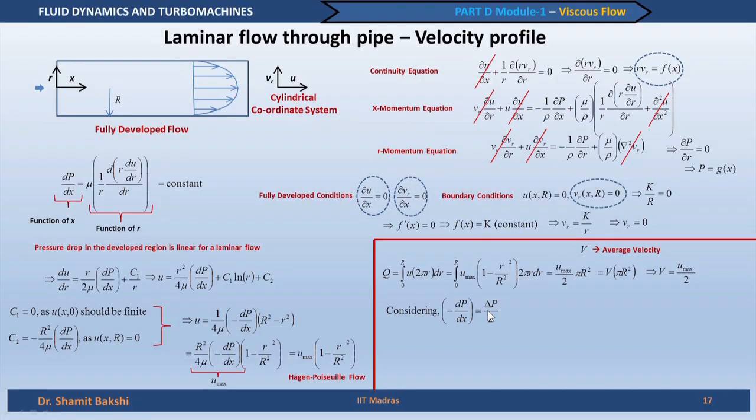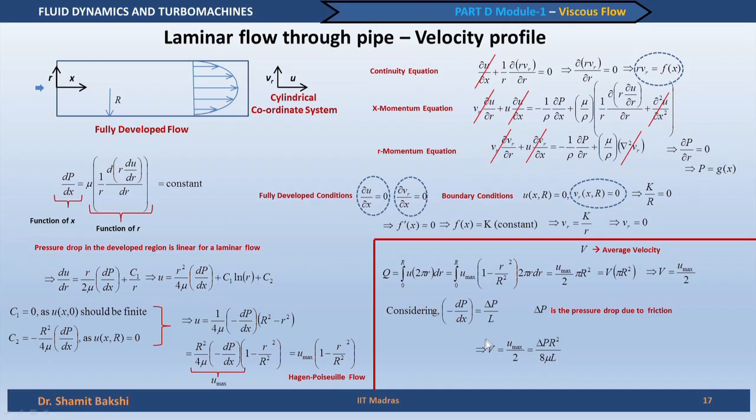Now, if you plug in this value of dp by dx here, you can get an expression for delta p, the pressure drop due to friction, and we can write the average velocity in terms of pressure drop. This is a very important equation. This is the equation which was experimentally obtained by Hagen in his experiments. Of course, this derivation gives us the reason for this kind of variation for the average velocity.